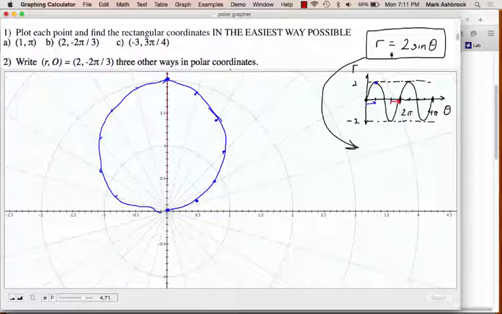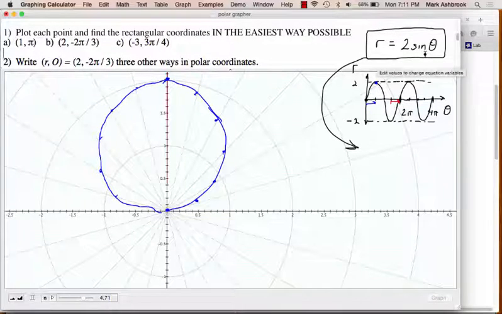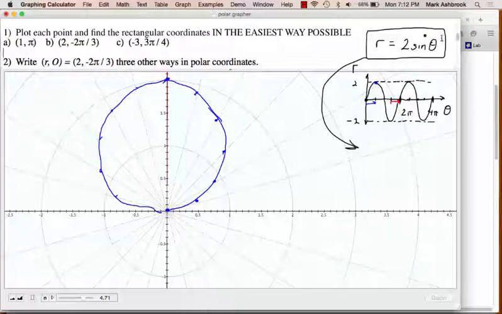So, what is r in terms of x and y? The square root of x squared plus y squared, right? Square root. And what's 2 sine theta? What is that in terms of x and y? Well, who knows, right? So we need to make this easy on ourselves here. So what can I do to 2 sine theta to get something real easy in terms of changing it into x and y?